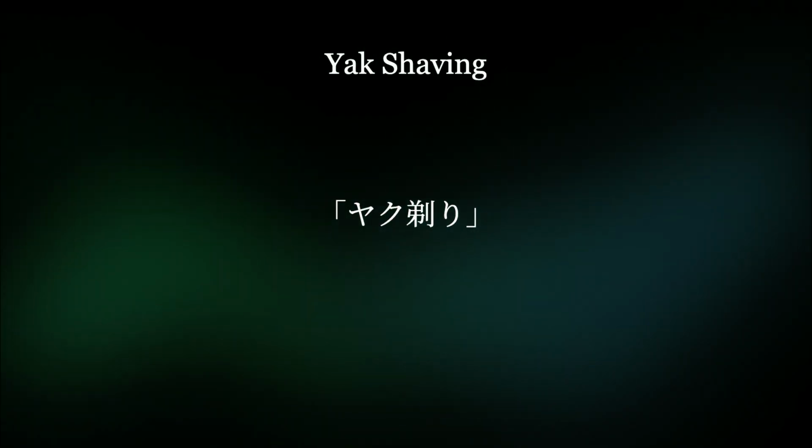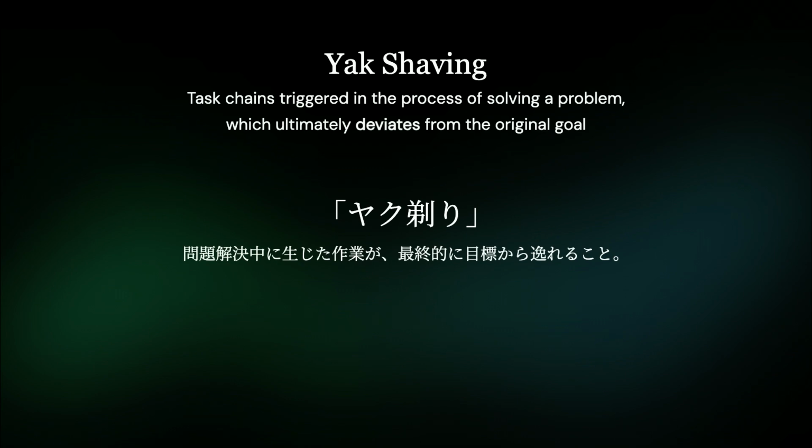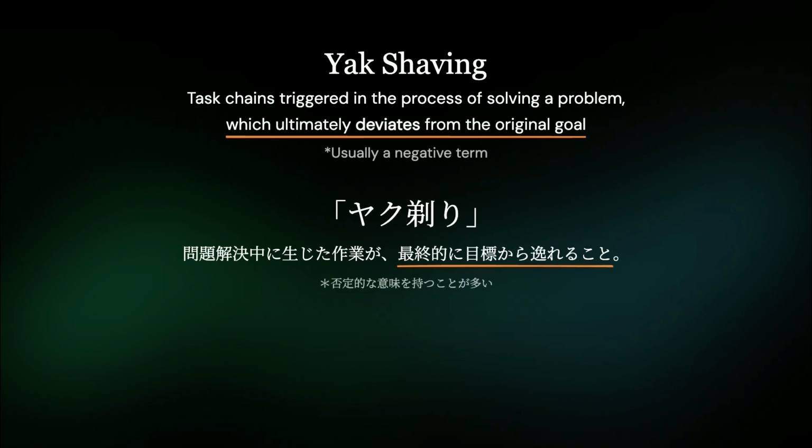This is just an example we mentioned earlier. The term yak shaving refers to a chain of tasks triggered in the process of solving a problem, resulting in deviation from your original goal. This term usually carries negative connotations. It is often used to remind people to stay focused on their goal and not get lost in endless details. This term also has a similar saying: down the rabbit hole.